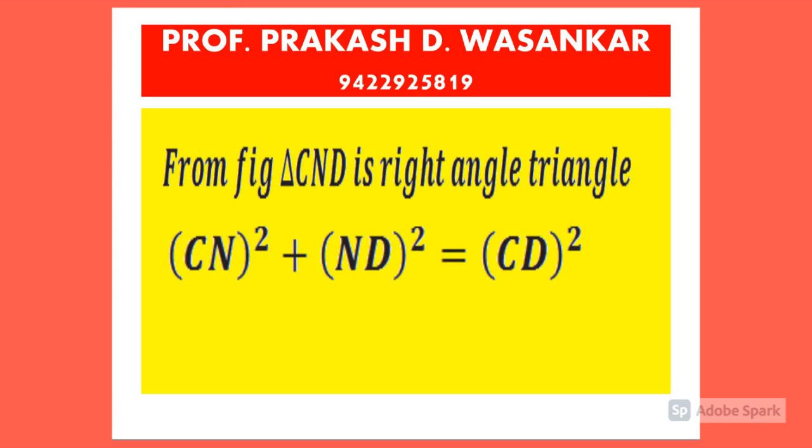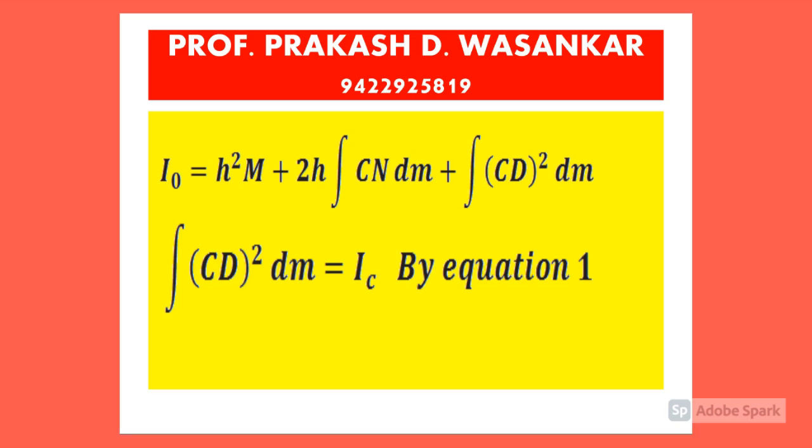Again from the figure, triangle CND is a right angled triangle. So by using Pythagoras theorem, CN square plus ND square is equal to CD square. Therefore, IO is equal to h square, a constant, as it is, integration 1 into dm, that is the mass of the whole object, capital M. So h square M plus 2h integration CN into dm plus integration CD square into dm. But here integration CD square into dm is equal to IC by equation number one.